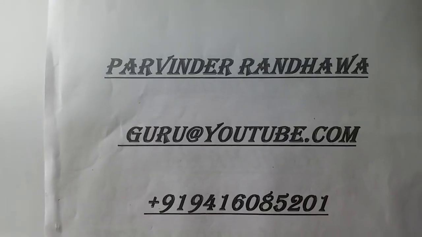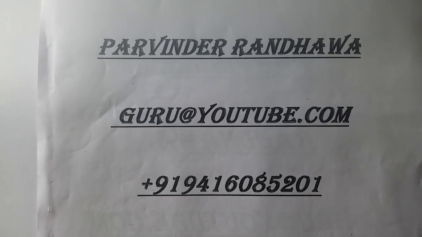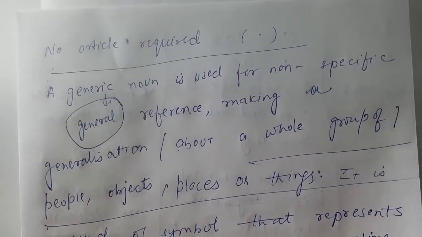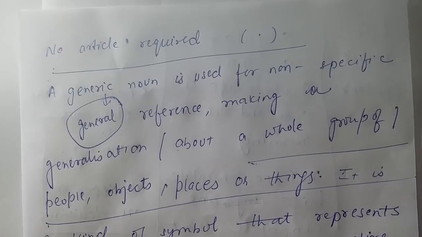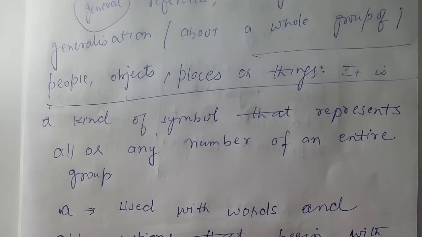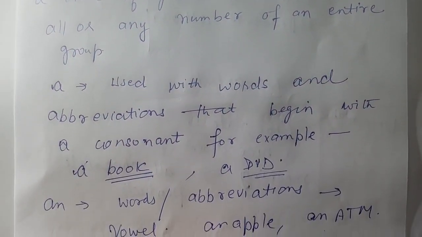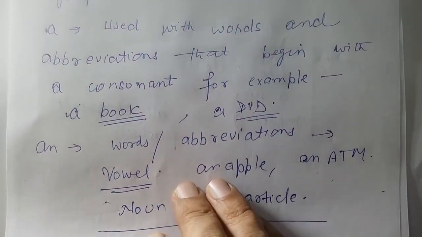Next, I'm going on to capital letters. That's very much necessary in your writing also, because you people are making mistakes in those also. Some people are creating very minute mistakes here. So I will just show you the three sheets here, which I have done in front of you, and you are watching my YouTube channel, that's Parvinder Randhawa Guru. So this is on no article required, where there is a generic noun. And these are a few relations of generic nouns I have told. And then starts my a and the. Right.